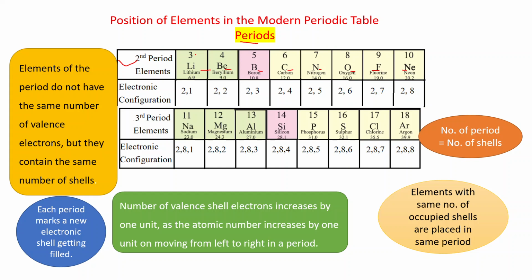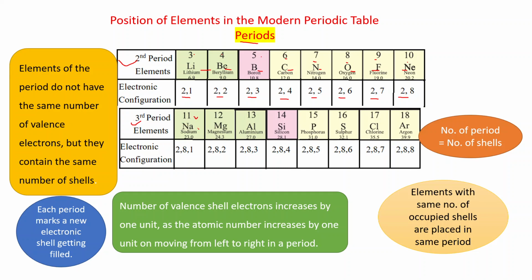And their atomic numbers are given: 3, 4, 5, 6, 7, 8, 9, 10. And write the electronic configuration. Lithium is 2,1, beryllium is 2,2, boron is 2,3, this is 2,4, 2,5, 2,6, 2,7, 2,8. These are the second period elements.